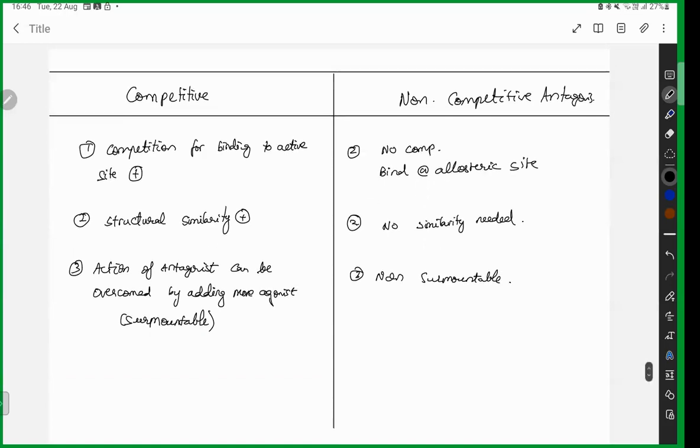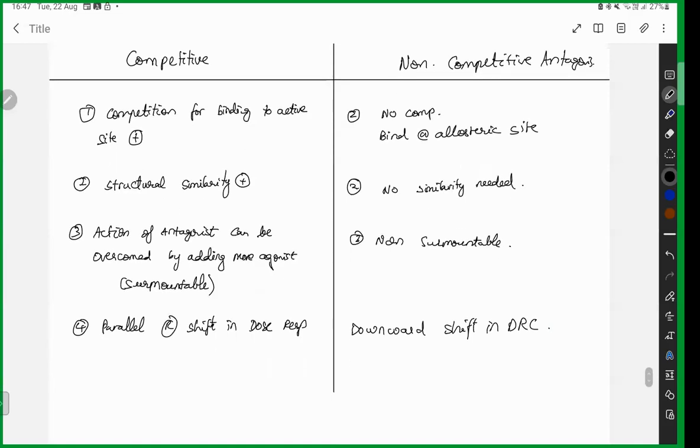Clear? And number 4, there is a parallel right shift in the dose response curve. In the other case, there is a downward shift in the dose response curve, DRC. DRC is nothing but your dose response curve. I'll show you the curve.